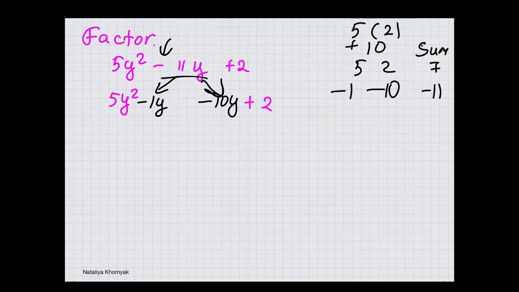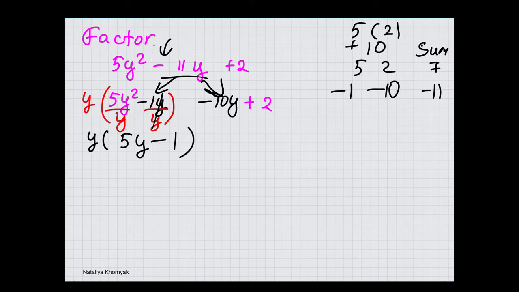And now we factor by grouping. So these two can be divided by y. We get y times 5y minus 1. In the second group, we need to change the sign, so I'm going to divide by negative 2. So we have negative 2, negative divided by negative, we get positive 5y, positive divided by negative, negative 1.